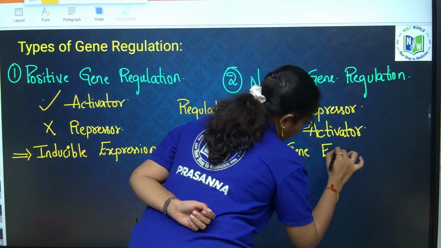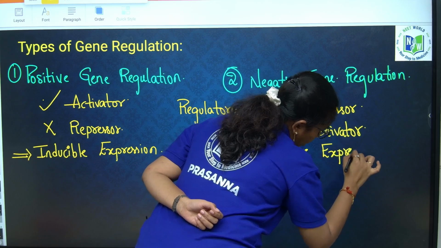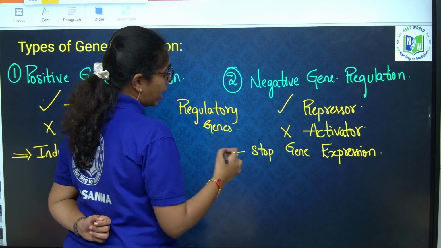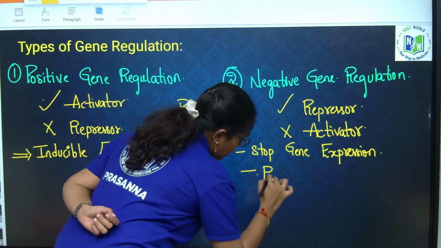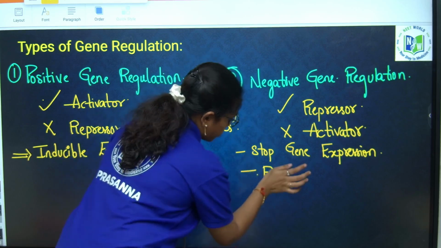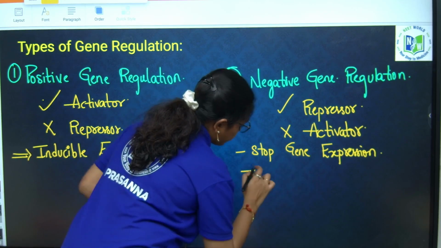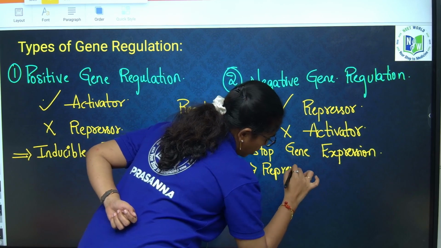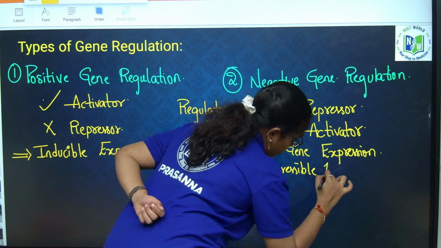As negative gene regulation will stop the gene expression, this is said to be repressible expression. What is this called as? Repressible expression.